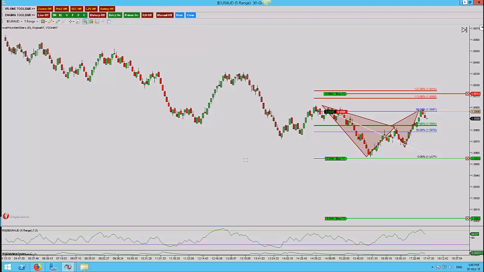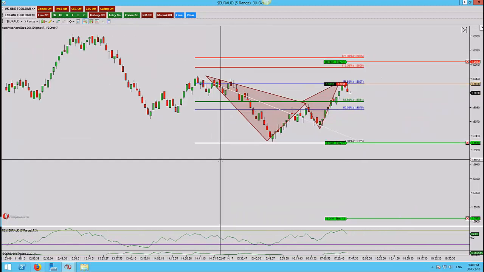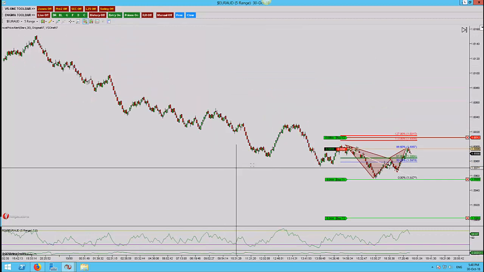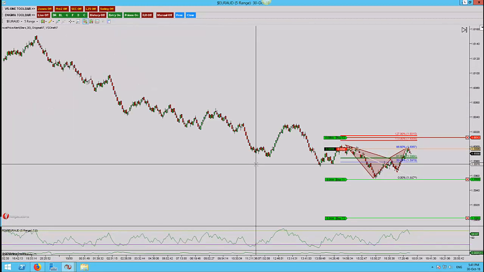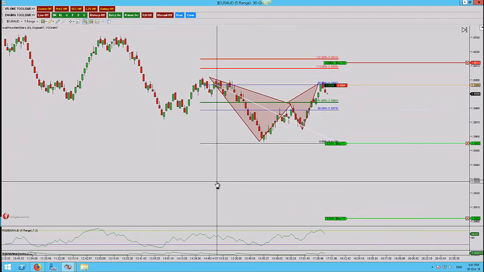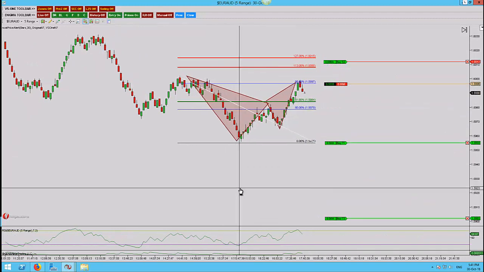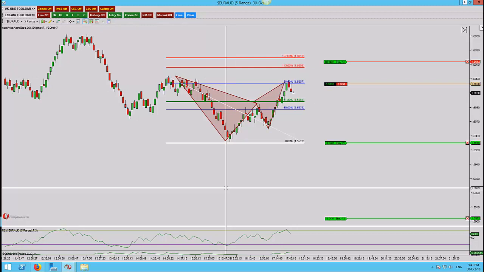This is the Euro Aussie 5 range, and this is a trend continuation using the higher time frame analysis, but then using the 5 range as the entry. The entry is an aggressive entry using a back pattern. Here you can see the back pattern.